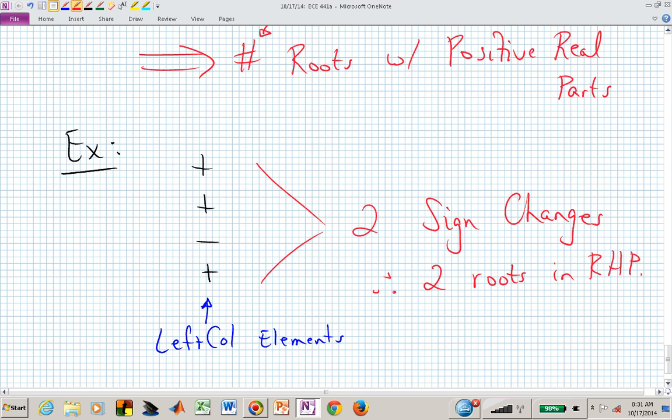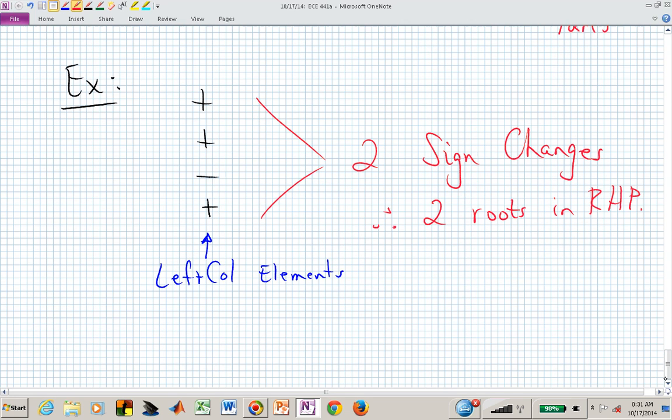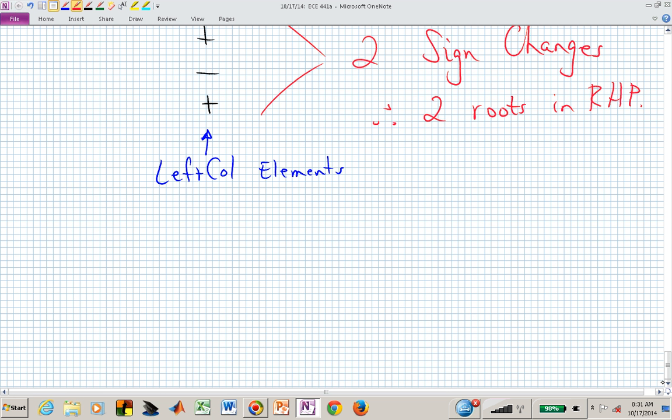That's the easy case. That's the easy possibility. If, in the process of generating the Routh array, all of those elements in the left column are there, then we simply count the number of sign changes, and that tells us how many roots of our original polynomial were in the right half plane.